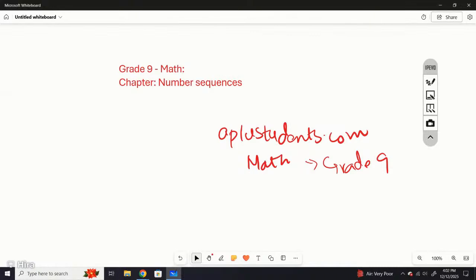There you can find the list of the chapters. We're going to start with the chapter number sequences. So please make sure you have your notebook and pencil so that you can note down the important examples and definitions as well.